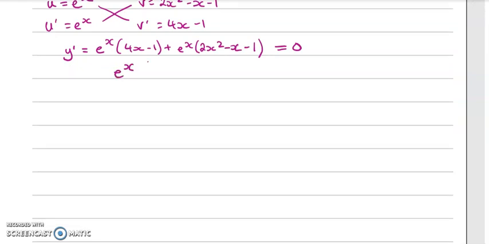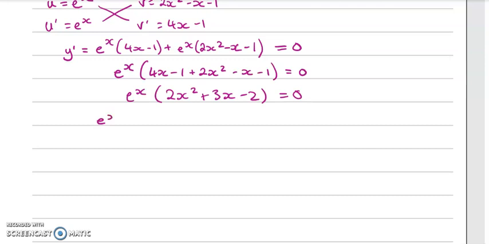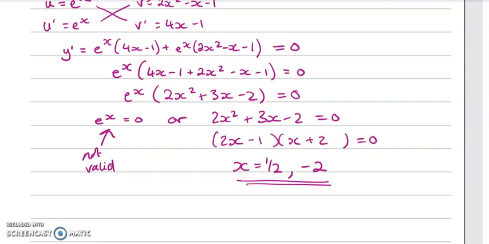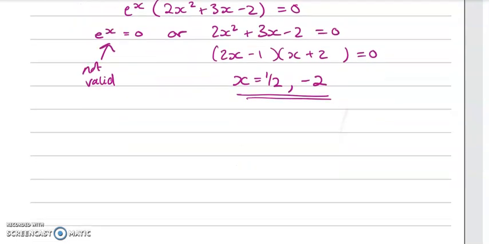So if we take out a factor of e to the x, then we can do this to try and simplify things. Once we get to here, either e to the x equals 0 or the bracket is equal to 0. Now e to the x can't be 0, so we say that's not valid. That's not going to give us an answer. We'll carry on with this one and factorize out, and we get down to x being a half or minus 2.